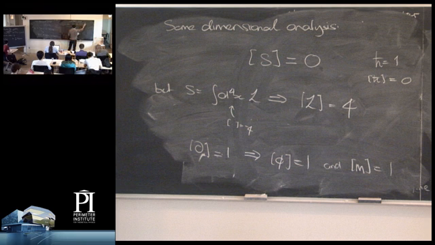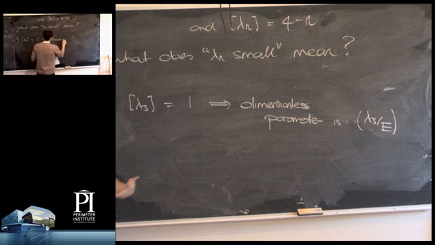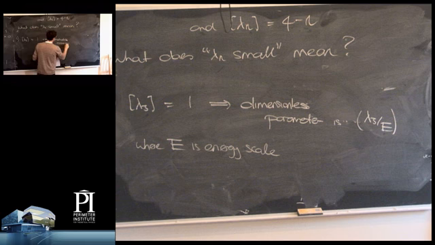So what is this statement that we want small perturbations of the Lagrangian so that lambda n is small? What does this mean? Well, there are 3 different cases, depending on whether n is 3, 4, or greater than 4. So the dimension of lambda 3 has mass dimension 1, which means the dimensionless parameter, the thing that we want to make small, is lambda 3 over some energy scale E.